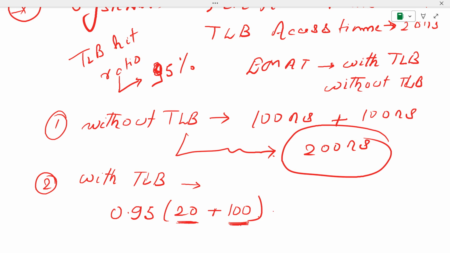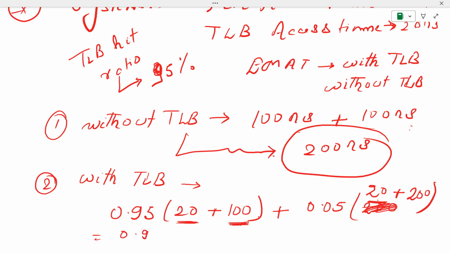That will take 100 nanoseconds, plus, if it is a miss, let's say for 0.05 it is a miss, then we again have to access the TLB, which will be a waste because that page won't be found there. Then we have to access the page table, which takes 100 nanoseconds, and then again access the main memory, which takes 100 nanoseconds. So altogether it is 200 nanoseconds.